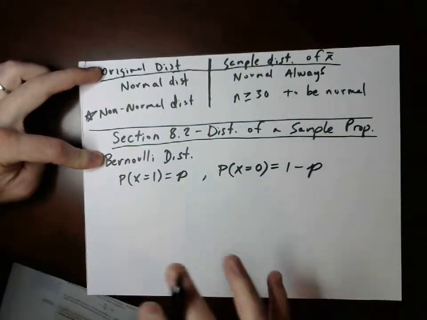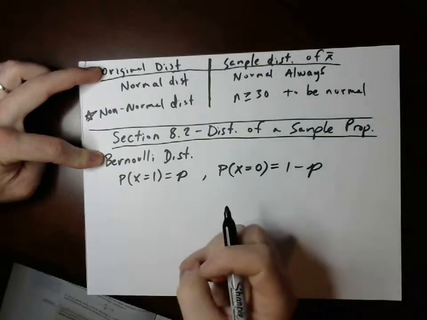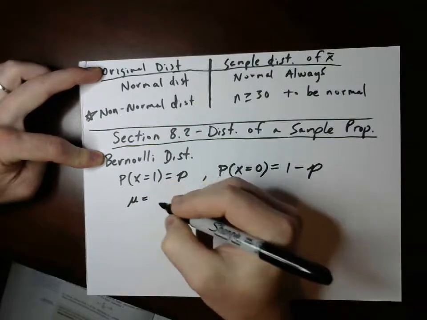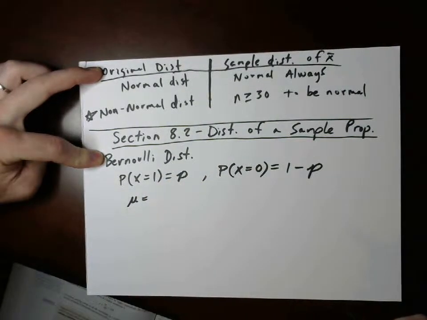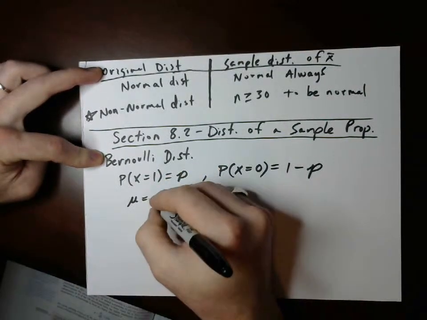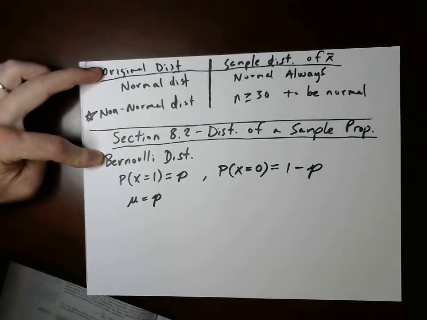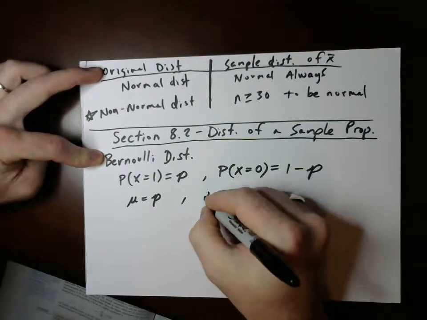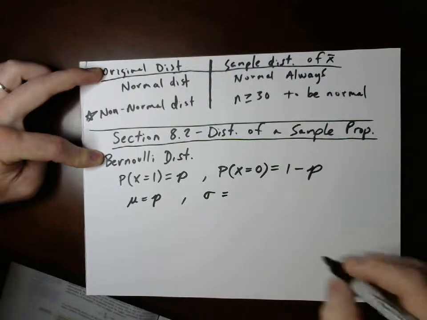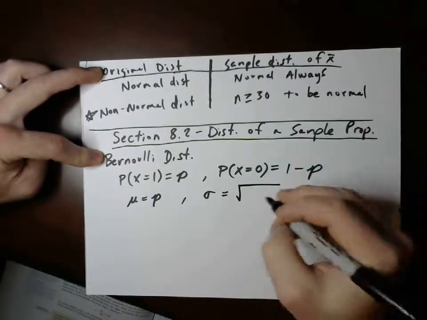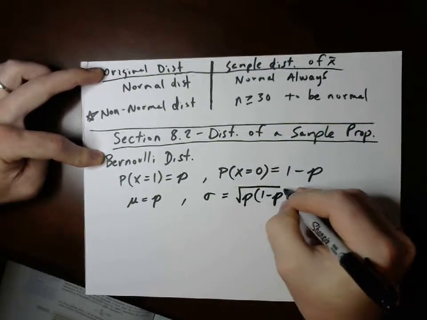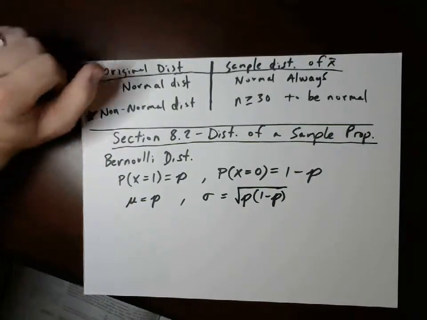And like in section 8.1, for the original distribution, we're given a mu and a standard deviation. So we're given mu and sigma of the original distribution, in this case the Bernoulli distribution for sample proportions. The mu is equal to p. And then we also are given a standard deviation. The standard deviation of a Bernoulli distribution is the square root of p times 1 minus p.